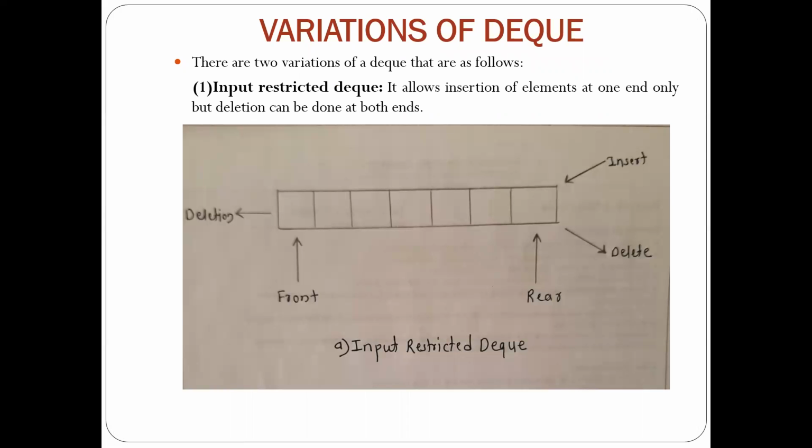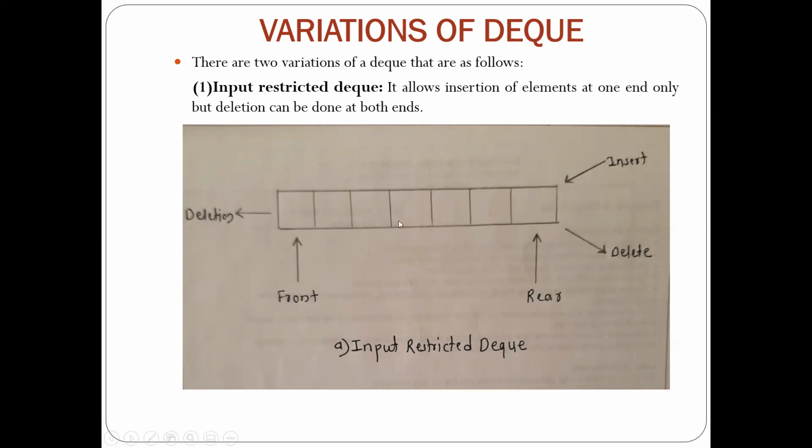And now we'll see the variations of the DQ. Actually, there are 2 variants of the DQ. One is the input restricted DQ. Input restricted DQ allows insertion of elements at one end only, but deletion can be done at both ends. Insertion is only from the rear end, but deletion we can do from the front end and the rear end also. This is called the input restricted DQ.